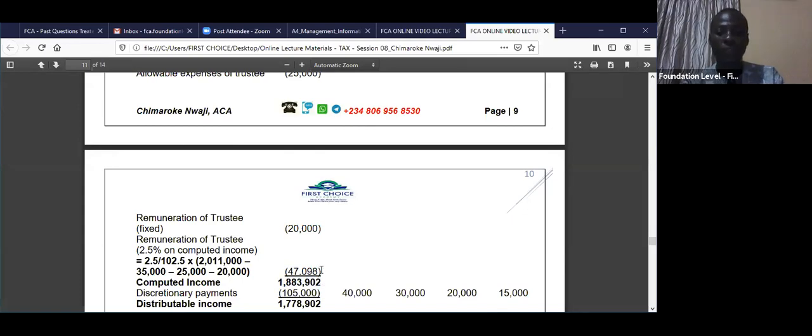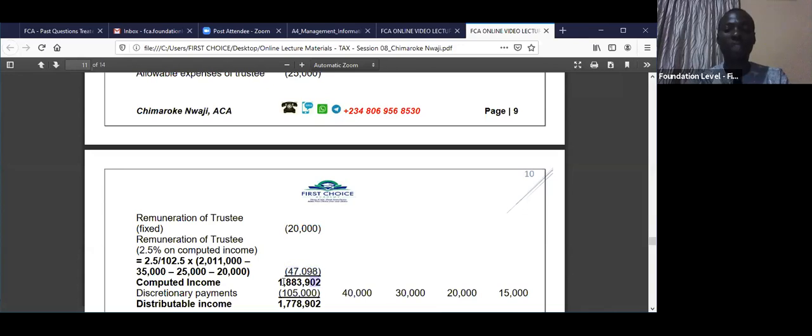But before we got this figure, whatever we deducted to arrive before this figure, that figure includes this amount. This amount alone is 2.5% of this 100% figure. So now, because before we deducted this, this figure was included in a particular amount, that particular amount is 102.5%. So we are looking for 2.5% of 102.5% to get this figure. So that is how you are supposed to do. Whenever they tell you that something is a fraction or a percentage of computed income, and that thing you're looking for is supposed to be deducted before getting the computed income, use this formula.